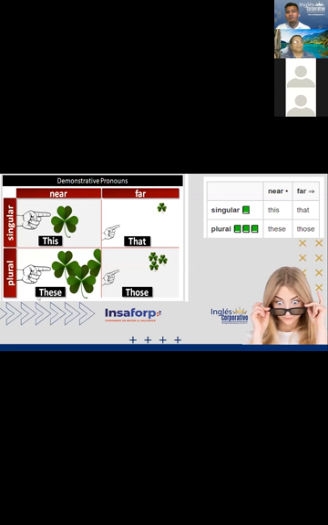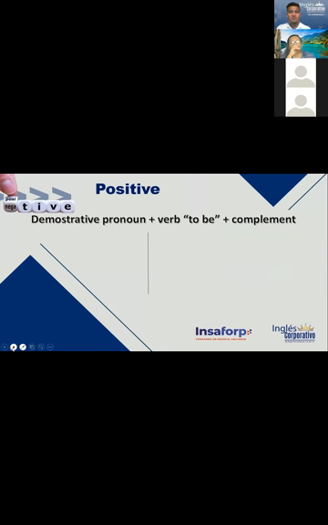When we talk about the plural forms of these ones, we know that the plural form of this is going to be these. The plural form of that is going to be those. So we have singular, this and that, plural, these and those. Okay, so as you can see, we have a little chart here. As you can see here, we're talking about the same thing that we have in this picture. So let's move on with the information.